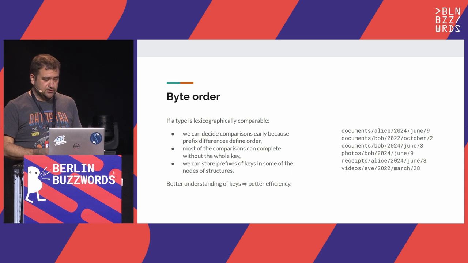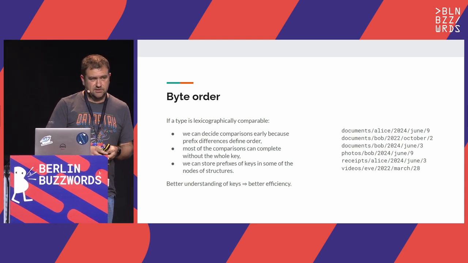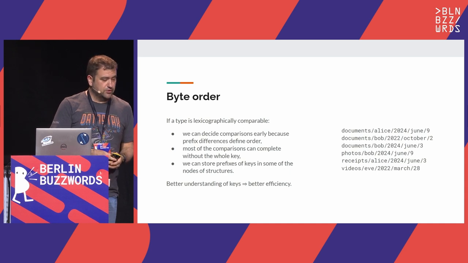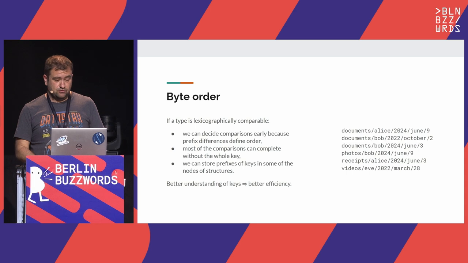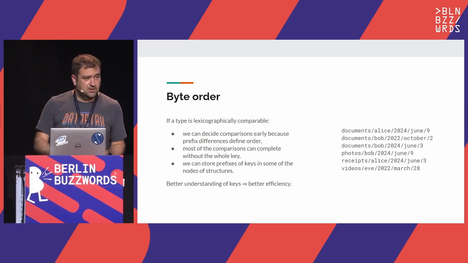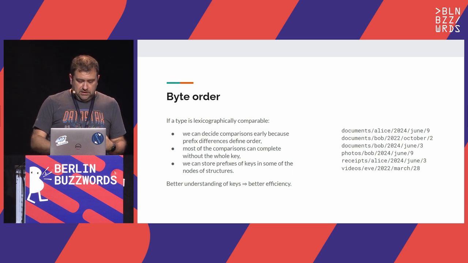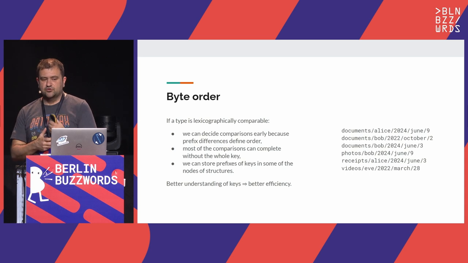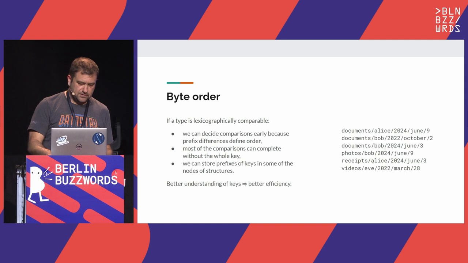Because of that, we also don't need to store the whole key in some of the places in our data structure that we use to query the database. We can sometimes store just prefixes of the keys, and this leads to much more compact storage. In other words, because these keys are lexicographically comparable, we have a little bit more structure in them, and we can exploit the structure to make more efficient choices of data structures.